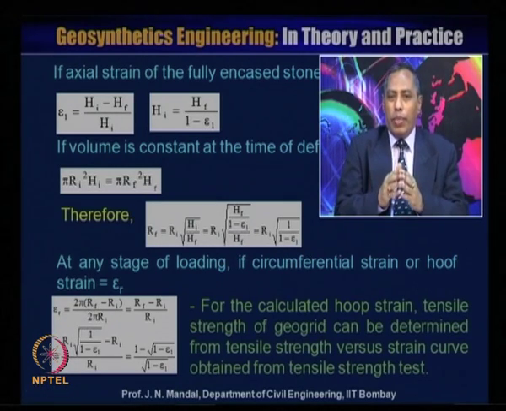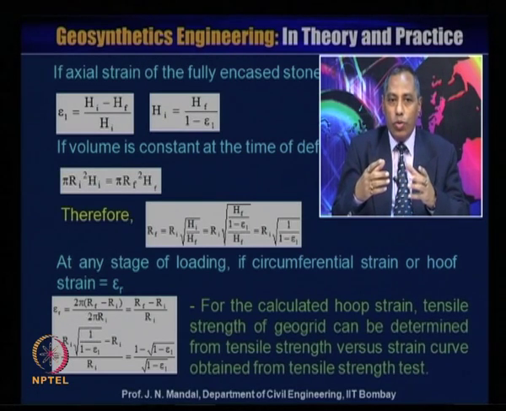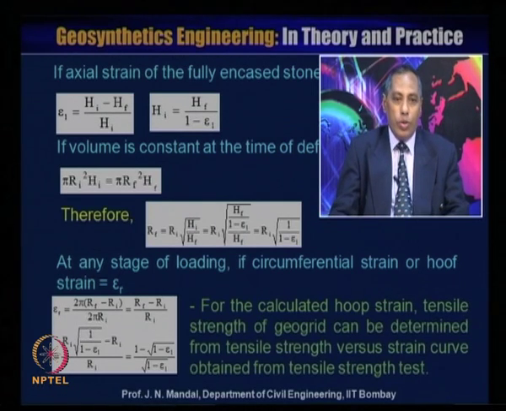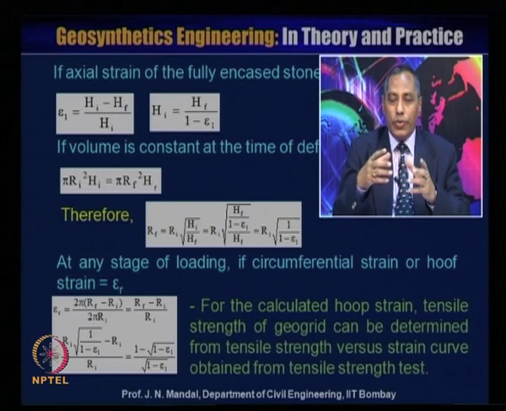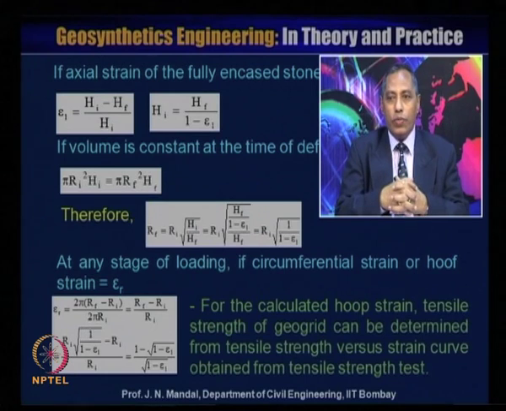Now, at any stage of loading, the circumferential strain, or the hoop strain, epsilon R, can be written as 2 pi R_f minus R_i divided by 2 pi R_i. That is equal to R_f minus R_i divided by R_i. Substituting R_f, this will be equal to 1 minus root of 1 minus epsilon 1 divided by root of 1 minus epsilon 1. So, we can calculate the circumferential strain or hoop strain, epsilon R, using this equation.